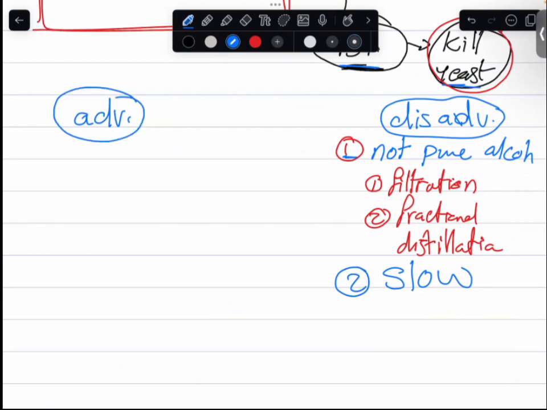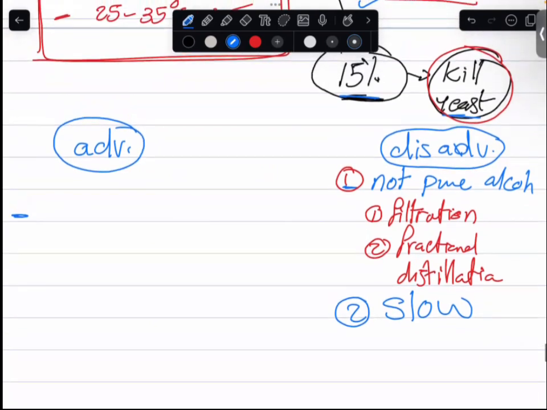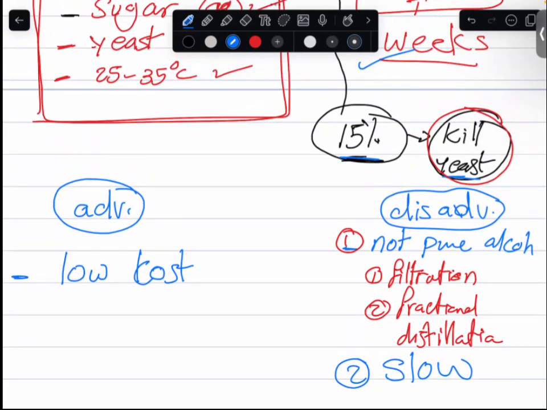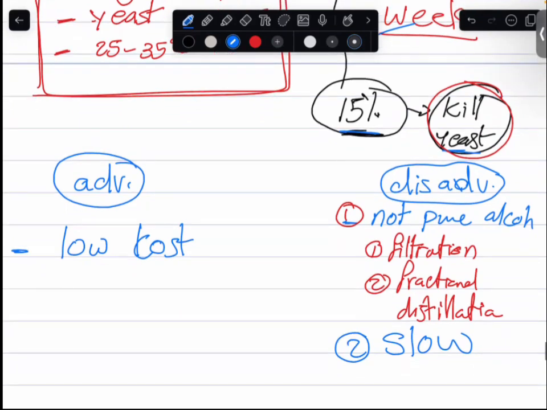The advantage of using this method, number one, they are opposite to the disadvantages of the other method. It has low cost, because you can get this container, you can get sugar, you can get yeast. Often you can do it at home. It doesn't cost a lot of money. Number two, it uses a renewable source of energy. A renewable source, because sugar comes from the plant, and the plant is a renewable source of energy.